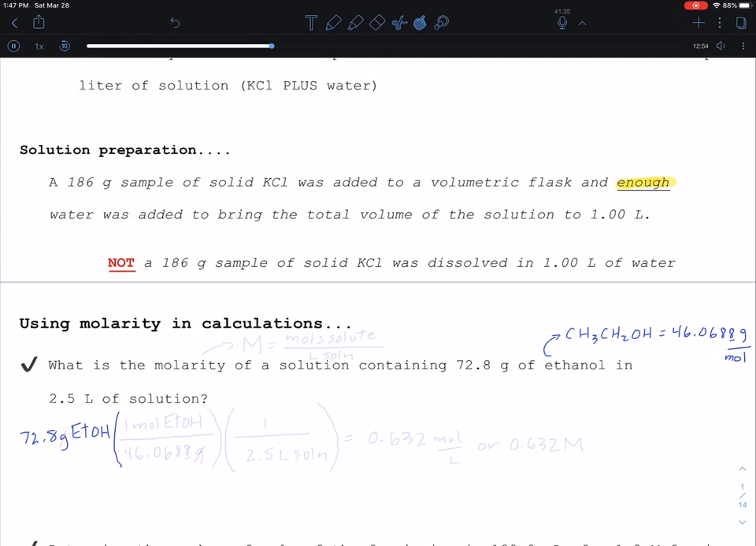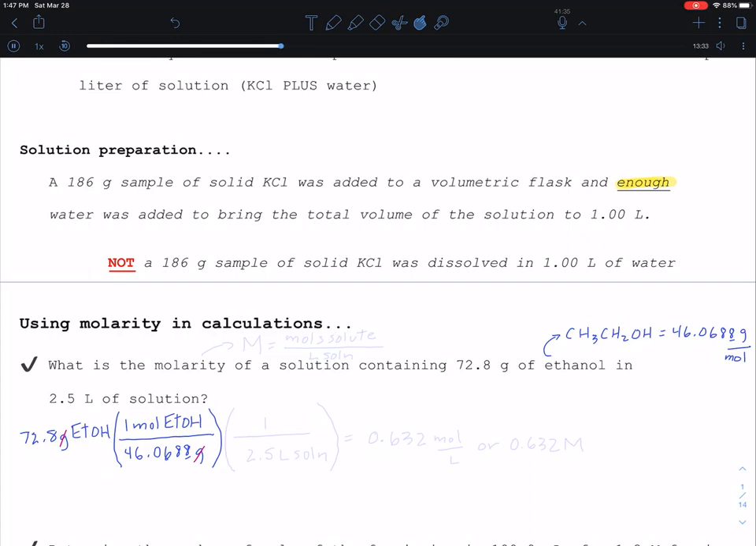So if I want to know how many moles of solute I have, I need to convert this mass into a number of moles. So the number of moles of ethanol, ETOH, present in a 72.8 gram sample will be the 72.8 grams divided by 46.0688 grams per mole. So if I were to do this calculation and end things right here, really what I'm telling you is how many moles you have in 72.8 grams of ethanol.